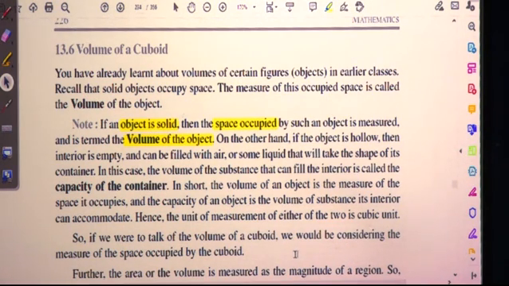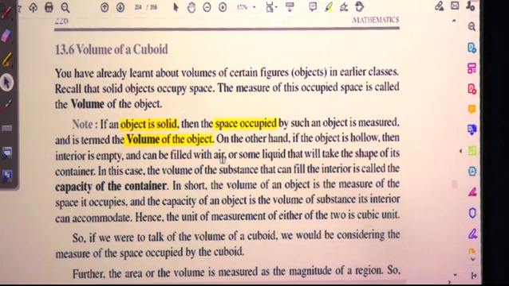On the other hand, if the object is hollow, then the interior is empty and can be filled with air or some liquid that will take the shape of its container. What is mentioned further?